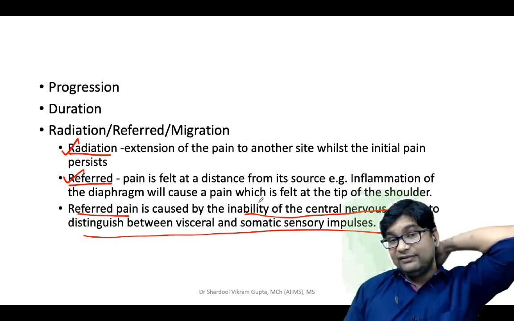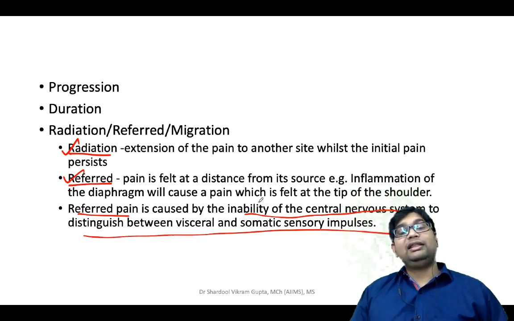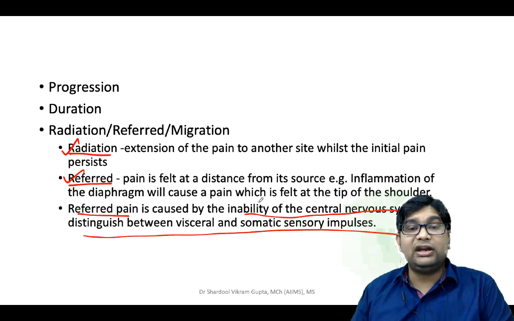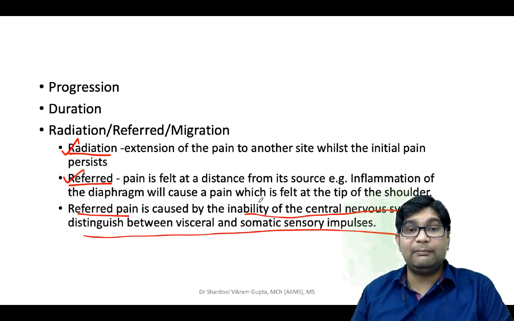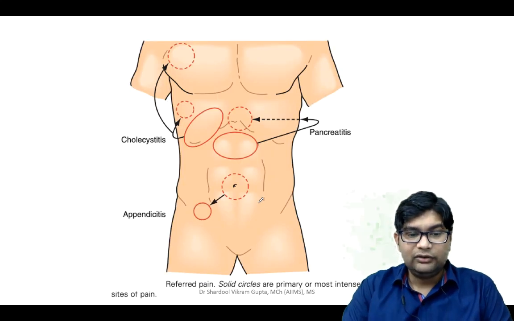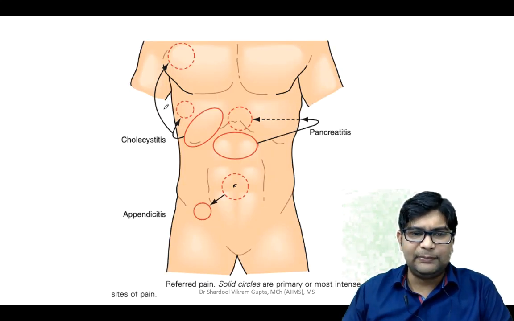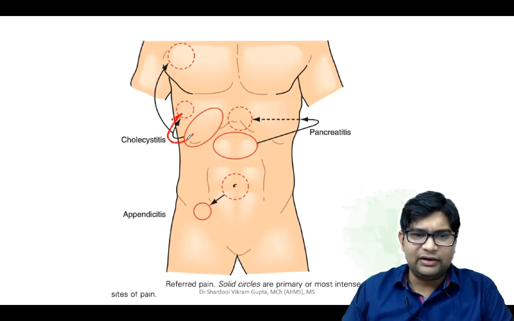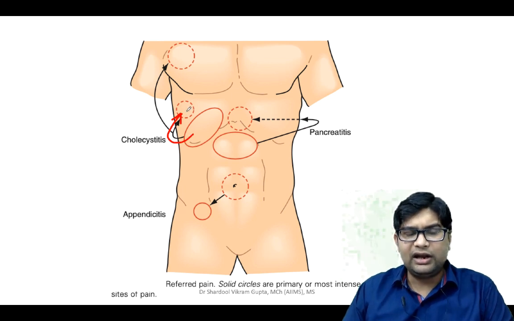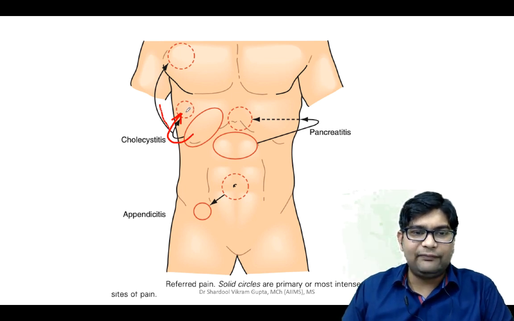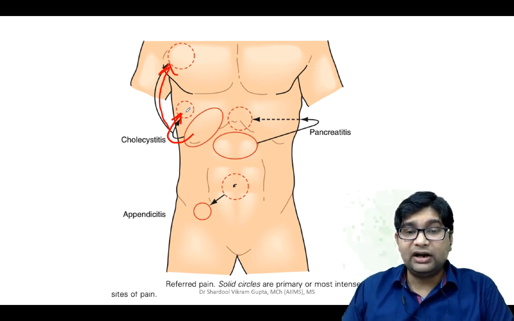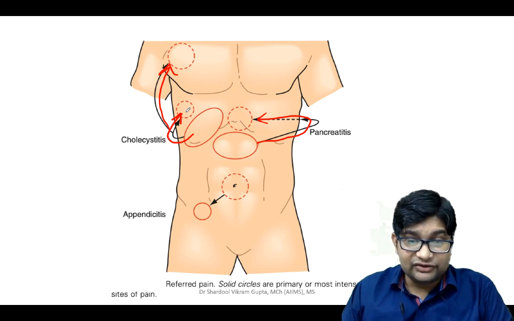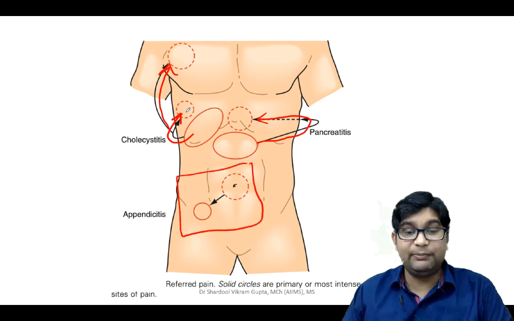to perceive the sharp somatic pain also, and that is why there is a shifting of pain in acute appendicitis, because it gets converted from visceral pain to parietal pain. So this is again an example of referred pain. The cholecystitis pain is referred to the inferior angle of the scapula, while subdiaphragmatic abscess goes to the tip of the shoulder, and pancreatitis pain radiates to the back, and there is a shifting of pain in acute appendicitis.